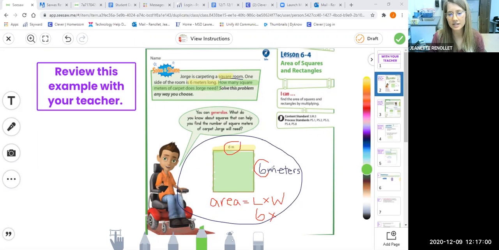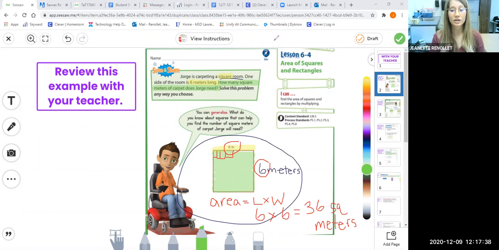The other side is 6 meters. So 6 times 6, I know that Jorge needs 36 square meters. Don't forget, when we talk about area, we have to use this vocabulary. We say square meters because if you drew out squares, there would be 36 little squares inside. Jorge needs 36 square meters to fill up his room with carpet.